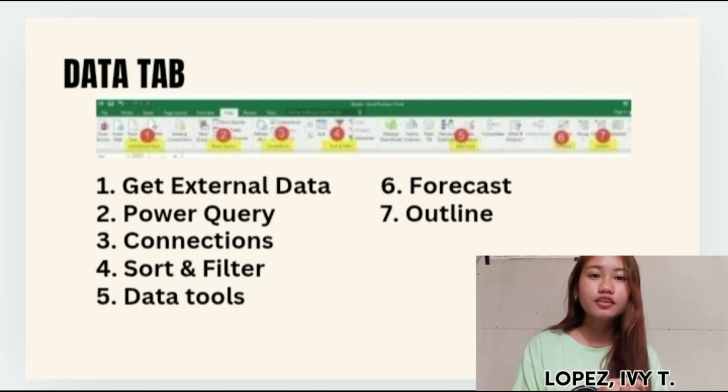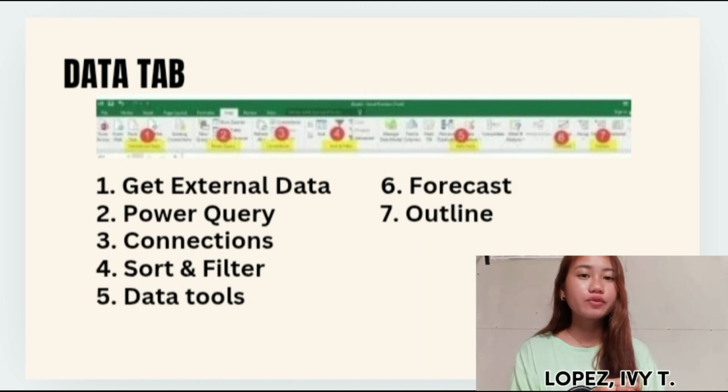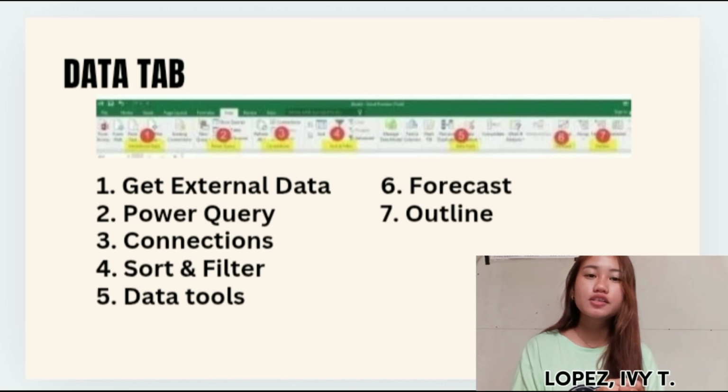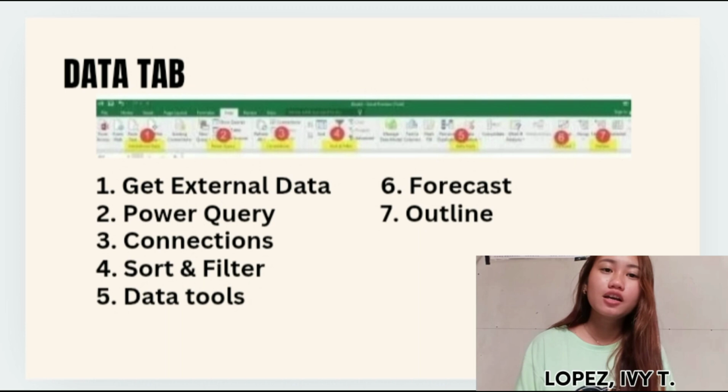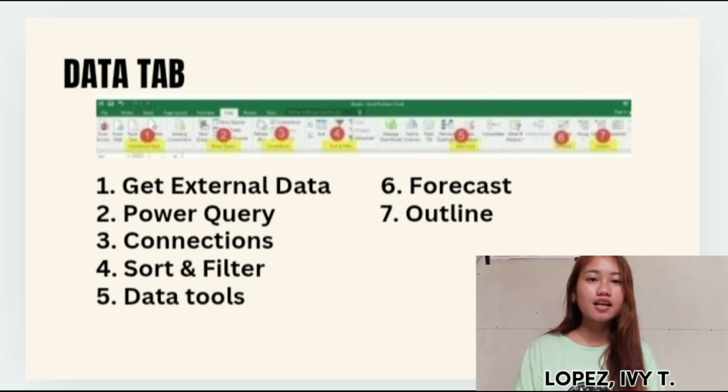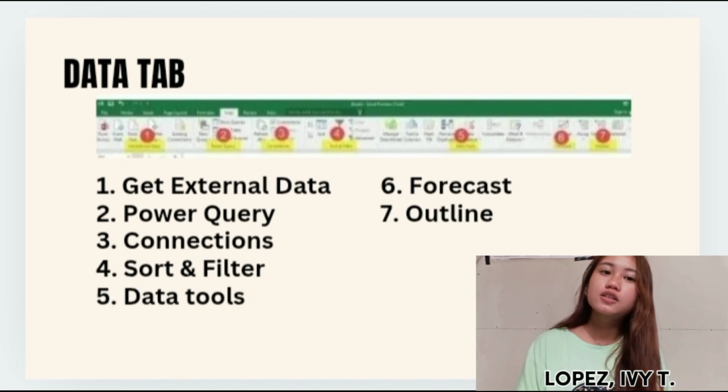Number 1 is Get External Data. This option is used to import external data from various sources like Access, Web, Text, SQL Server, and XML. Number 2 is Power Query. This is an advanced feature used to combine data from multiple sources and present it in the desired format. Number 3 is Connections. This feature is used to refresh the Excel sheet when the data in the current Excel sheet is coming from outside sources. You can also display the external links as well as edit those links from the feature.